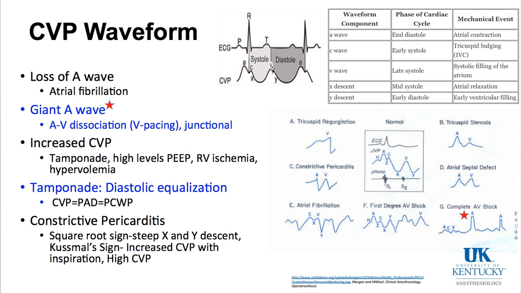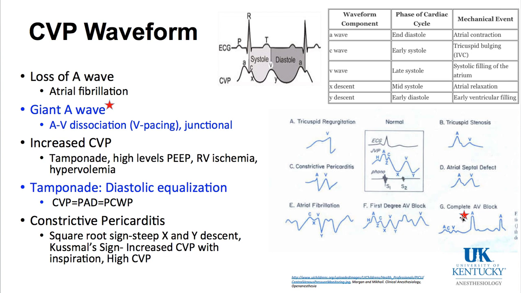And the V wave, as you can see, is at the end of the T on the electrocardiogram, and that V wave is filling of the atrium during systole, at the end of systole. Now, there are things that can occur on the CVP waveform to help us make diagnoses. For example, if we happen to lose the A wave, the patient could be in junctional rhythm, they could be in atrial fibrillation.